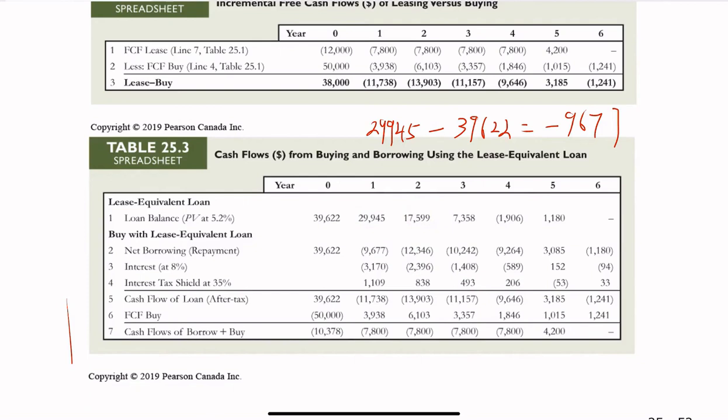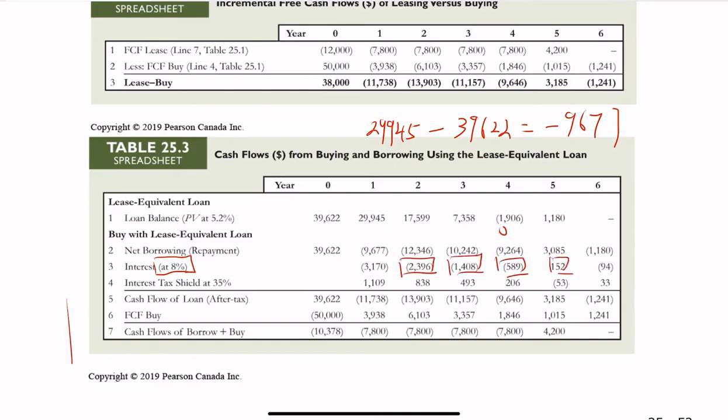And we can also compute interest because we know that the debt cost of capital is 8% and we have these loan balances. So use loan balance times the interest rate, and we will have the interest payment. For example, for this 3,170, you will basically use date 0's loan balance times 8%. So this is pretty simple. Obviously, you can do the same for other dates.